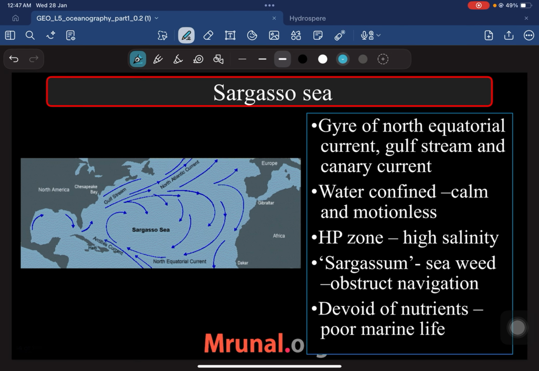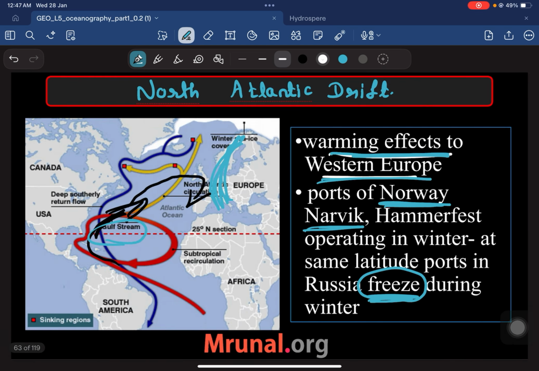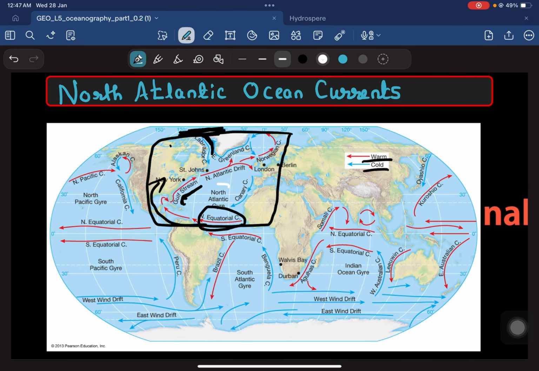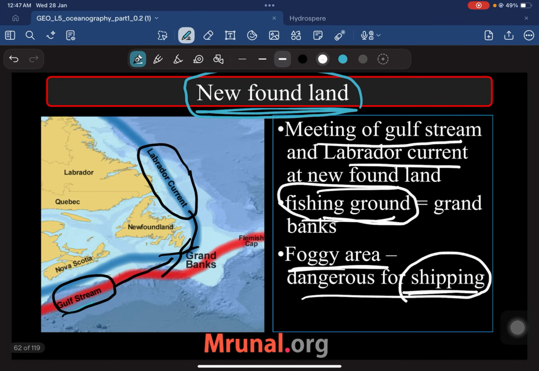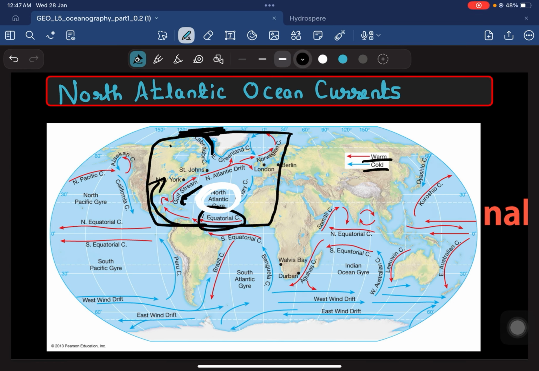The next important topic is the Sargasso Sea. Where are we going to see this Sargasso Sea? Here in this region. What is the Sargasso Sea? It is not that important, but in the region of the north equatorial current, Gulf Stream and Canary current, we are going to see the Sargasso Sea. See here, we are going to see all these currents here.